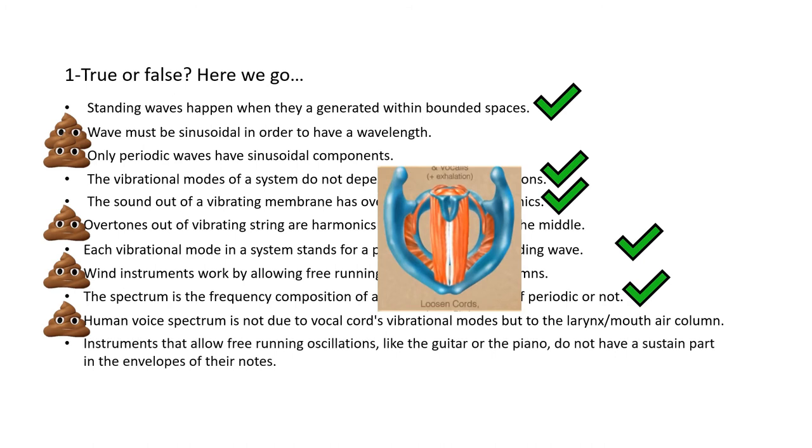Instruments that allow free-running oscillations, like the guitar or the piano, do not have a sustained part in the envelopes of their notes. Well, that's true. Free-running oscillations are always damped and die out exponentially. Therefore, they don't have a sustain. And since there's no sustain, there cannot be a release either.